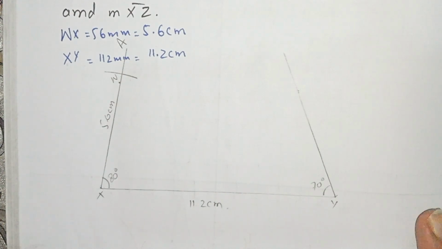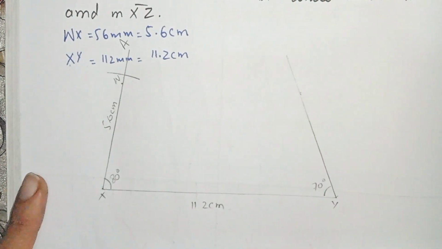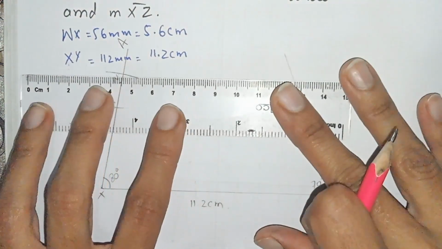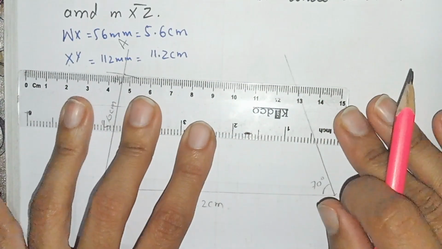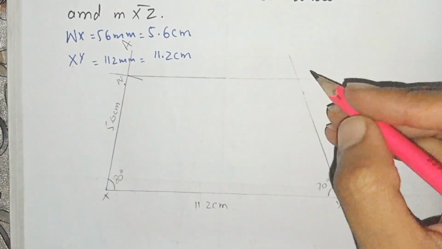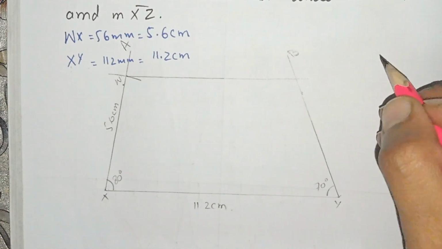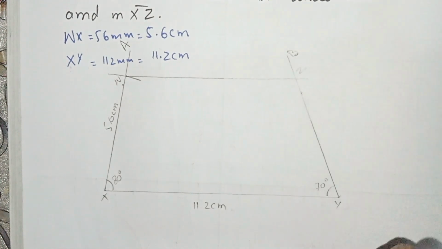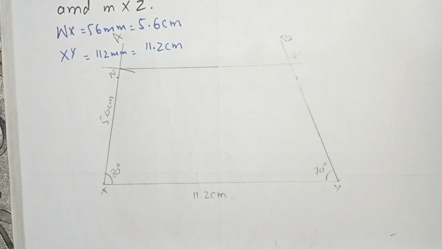And you know that this shape is a trapezium, and the two lines of the trapezium are parallel to each other, so we have to draw the parallel line at that point. And it cuts the line YB at point Z. And this is the trapezium. This is the shape of the trapezium.